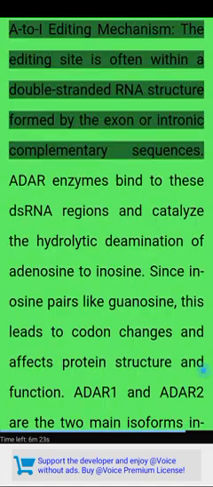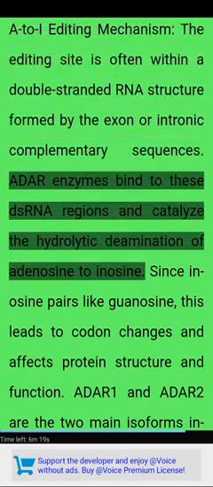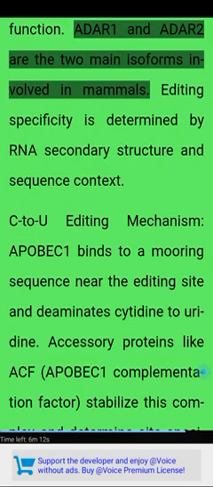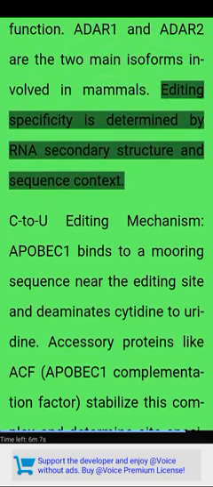Mechanism of RNA editing. A-to-I editing mechanism. The editing site is often within a double-stranded RNA structure formed by exonic or intronic complementary sequences. ADAR enzymes bind to these dsRNA regions and catalyze the hydrolytic deamination of adenosine to inosine. Since inosine pairs like guanosine, this leads to codon changes and affects protein structure and function. ADAR1 and ADAR2 are the two main isoforms involved in mammals. Editing specificity is determined by RNA secondary structure and sequence context.